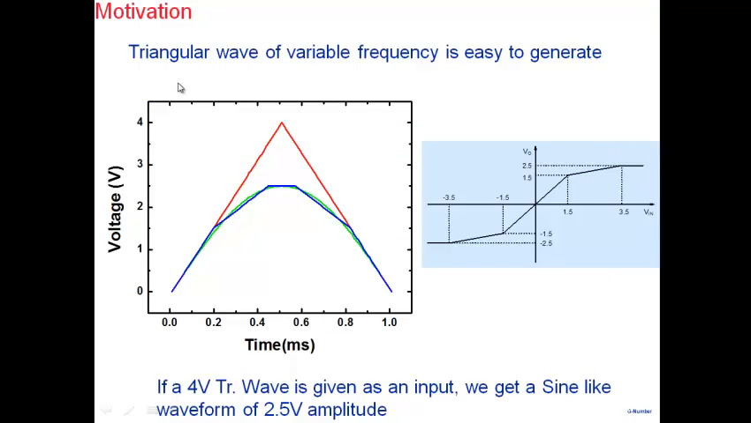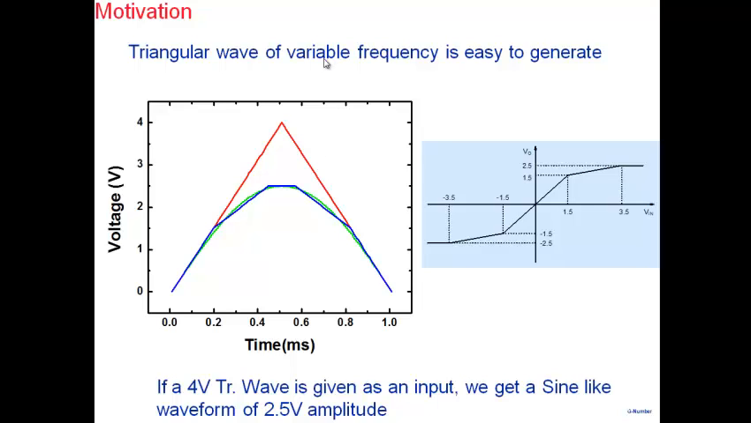Now, in circuits, we need waveforms of various types. We need square waves, we need triangular waves, and we need sinusoidal waves also. And it so happens that square waves and triangular waves are easy to generate. We have seen earlier that, for example, if you have a triangular wave, you can use a Schmitt trigger to convert a triangular wave into a square wave.